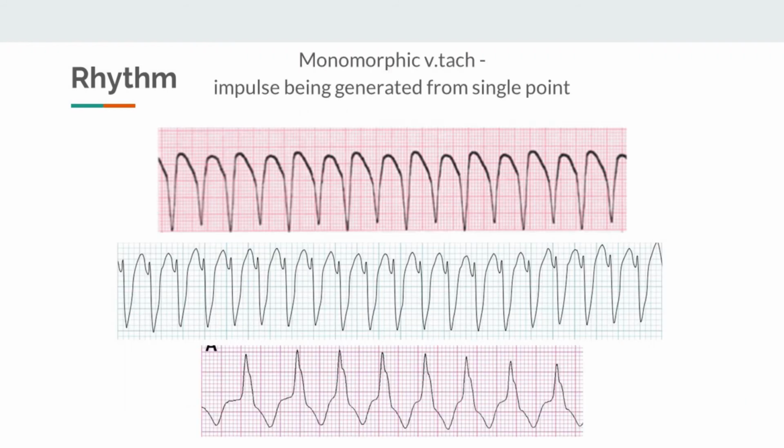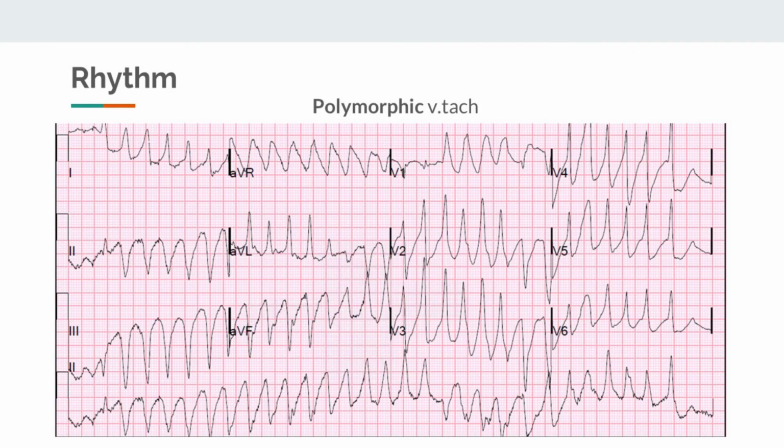By the way, these are all examples of monomorphic VTach, which means that the shape of each beat is the same. This also tells us that the abnormal impulse is being generated from a single point in the ventricles. When there are abnormal impulses being generated from multiple sites in the ventricles, or you have varying sequences of ventricular activation, you will have what's called polymorphic ventricular tachycardia, where the shape of the beats is continuously changing. In lead 2, check out the shape of this heartbeat and see how it changes as the EKG progresses.